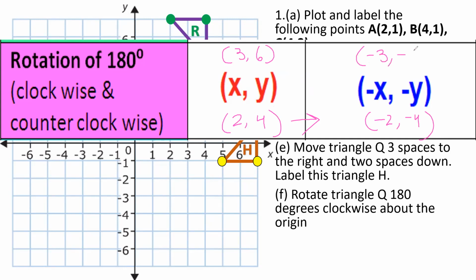So that's how we get the rotation. This is for 180 degrees, though, clockwise or counterclockwise. Both of them are the same thing. It doesn't matter which one you use. Once it's a 180 degree rotation about the origin, you negate both x and y. Do you all understand that? Let me know if you understand that, please.